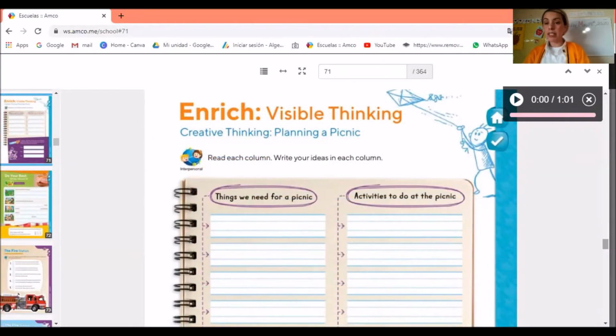Let's turn to page 46. Enrich visible thinking. We are going to plan a picnic. Read each column and write your ideas. I need your help, okay? Things that we need for a picnic? Tell me. Very good. Let me write it down.